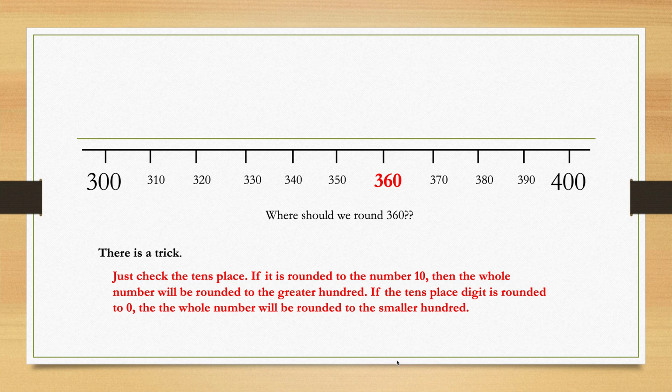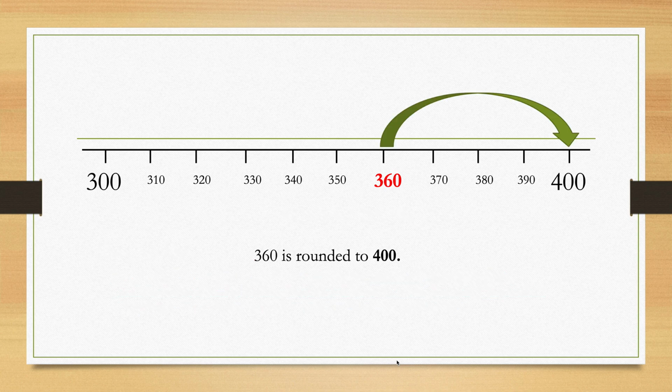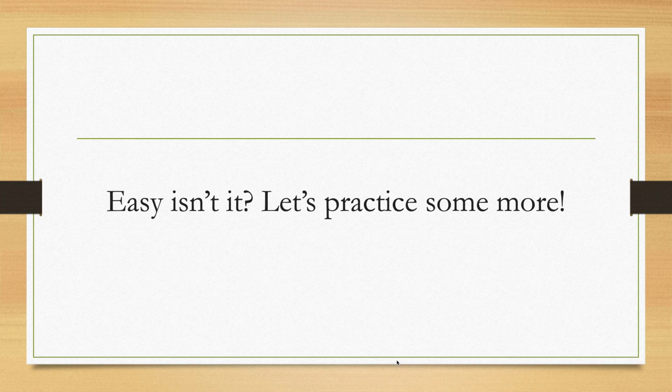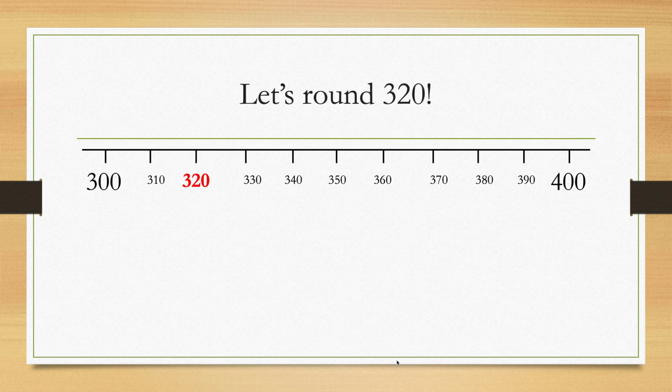Wow, that's a great trick. 360, the tens place is 6 and 6 is rounded to 10. I got the answer. 360 is rounded to 400 because 6 is rounded to 10. So the whole number will be rounded to 400. So 360 is rounded to 400. Easy, isn't it? Let's practice some more.